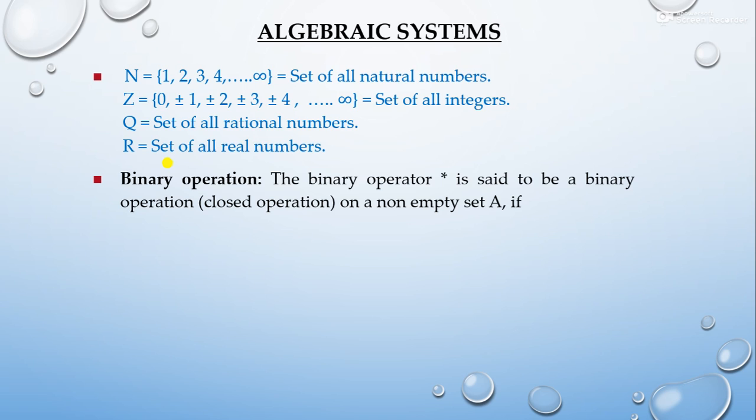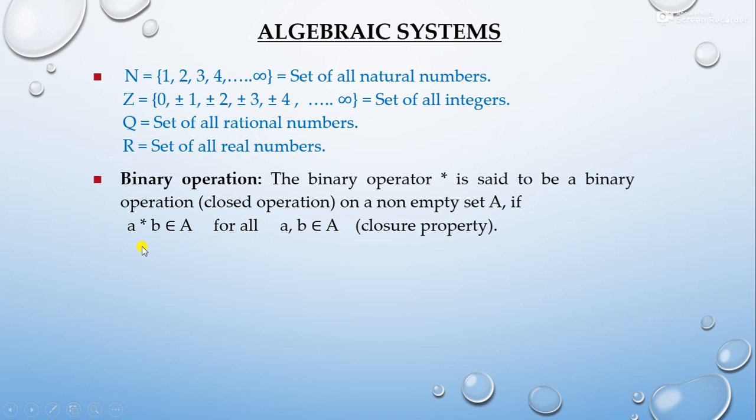In group theory we use the binary operation. What is the binary operation? We denote the binary operator by this star. This binary operator is said to be a binary operation, or a closed operation, on a non-empty set A, where capital A denotes a non-empty set, when it fulfills this condition: a star b, where a and b are elements of A, belongs to A.